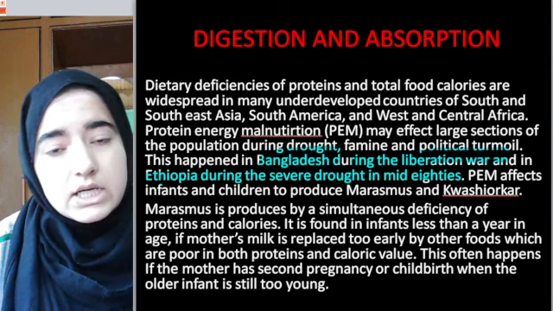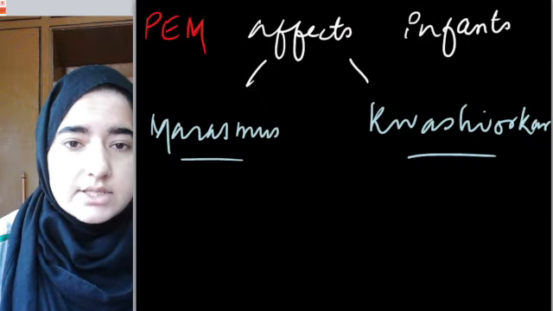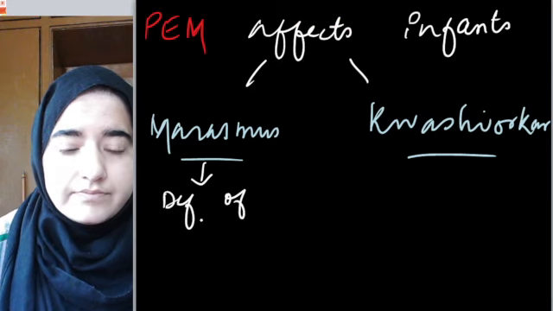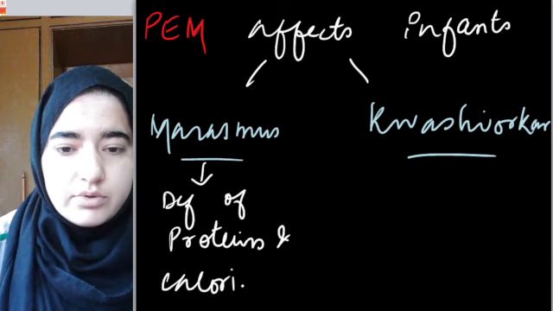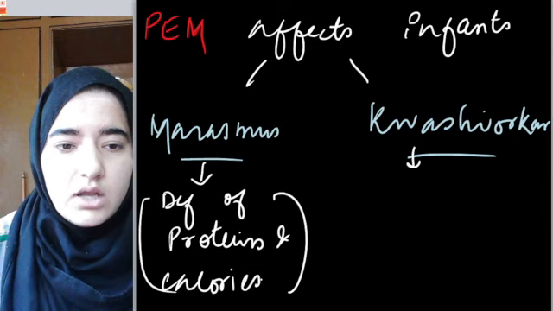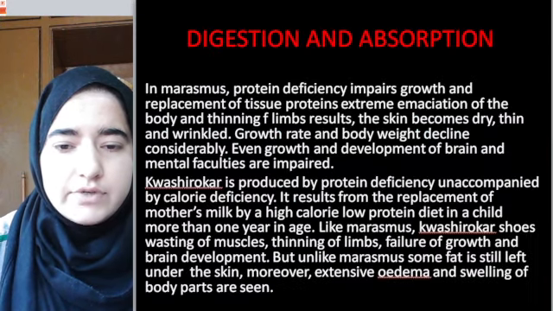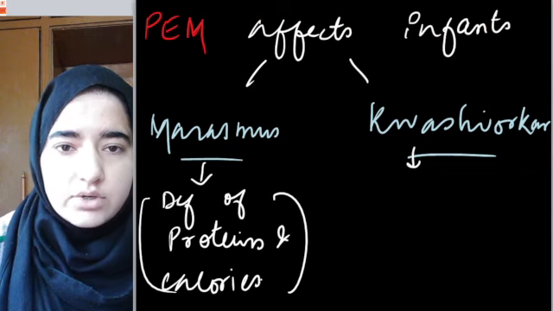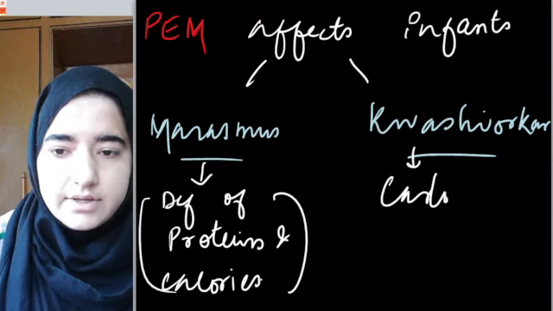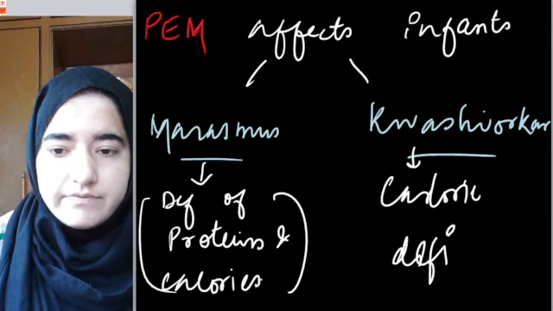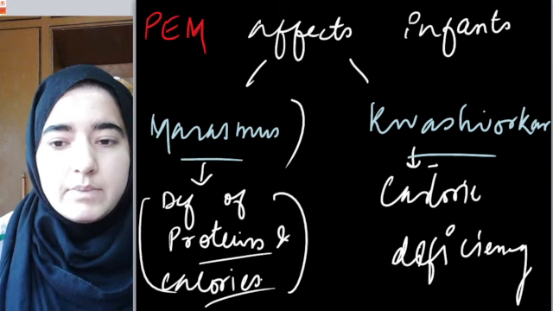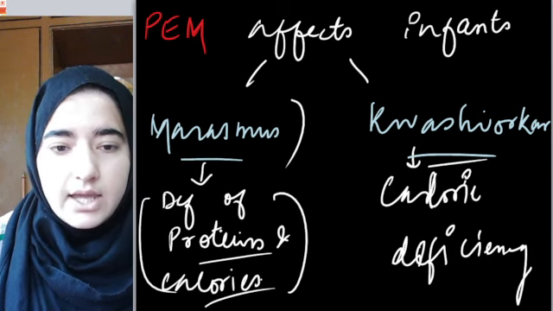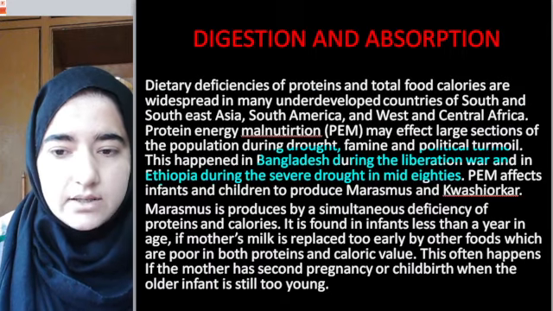Marasmus occurs because of deficiency of both proteins and calories. Kwashiorkor is produced by calorie deficiency, okay, not protein deficiency. If anybody asks what happens in marasmus, there is deficiency of proteins and calories both. But in kwashiorkor, there is only deficiency of calories. I hope this concept is clear.